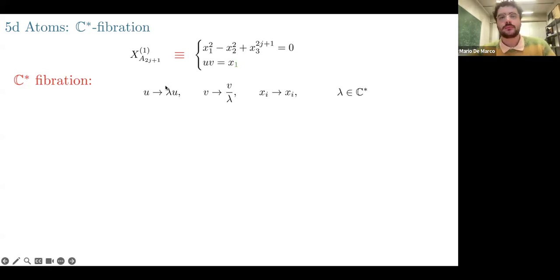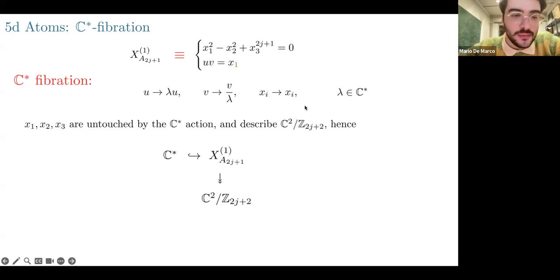from now on. Namely, we find this symmetry acting on the zero locus of these equations. I can rescale u by a factor of lambda, where lambda is a non-zero complex number in C star, and we can instead divide v by lambda, while leaving the x's untouched. And wherever x1 is different from 0, this describes a C star submanifold embedded inside the Calabi-Yau threefold by varying lambda. So we can say that the threefold has a C star fiber.